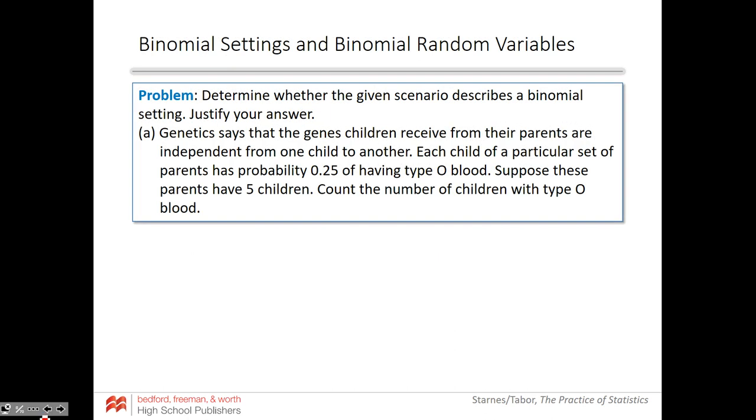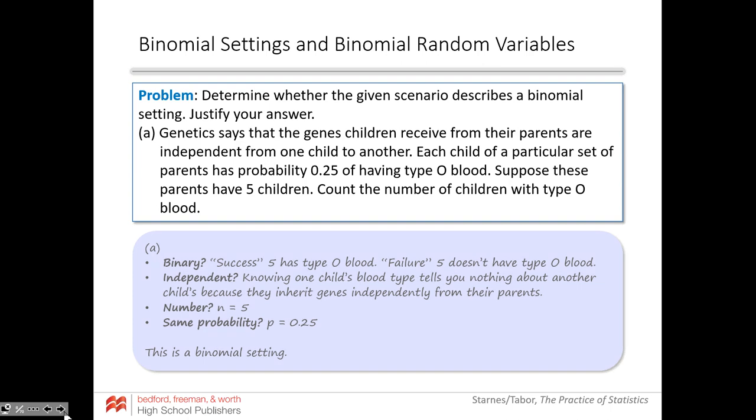So let's jump into some examples. Determine whether the given scenario describes a binomial setting and justify your answer. Take a minute, read this. Genetics says that the genes children receive from their parents are independent from one child to another. Each child of a particular set of parents has a probability of 0.25 of having type O blood. Suppose these parents have 5 children. Count the number of children with type O blood.